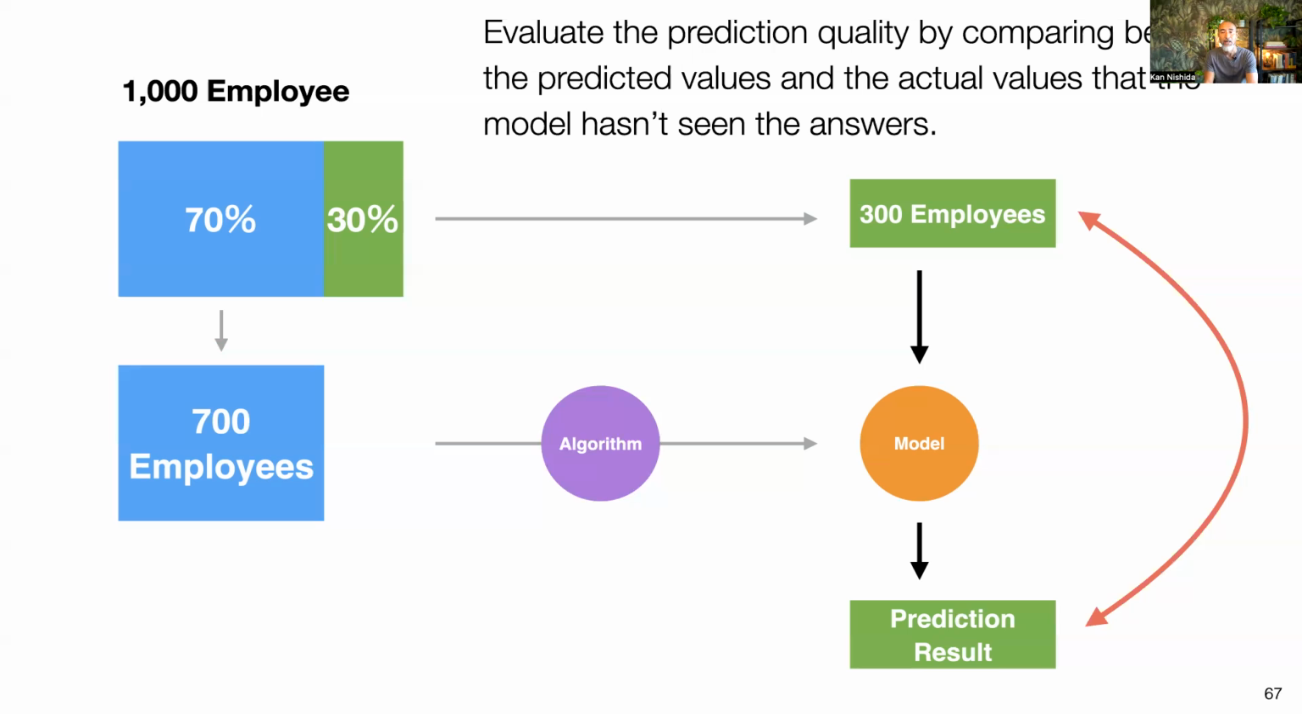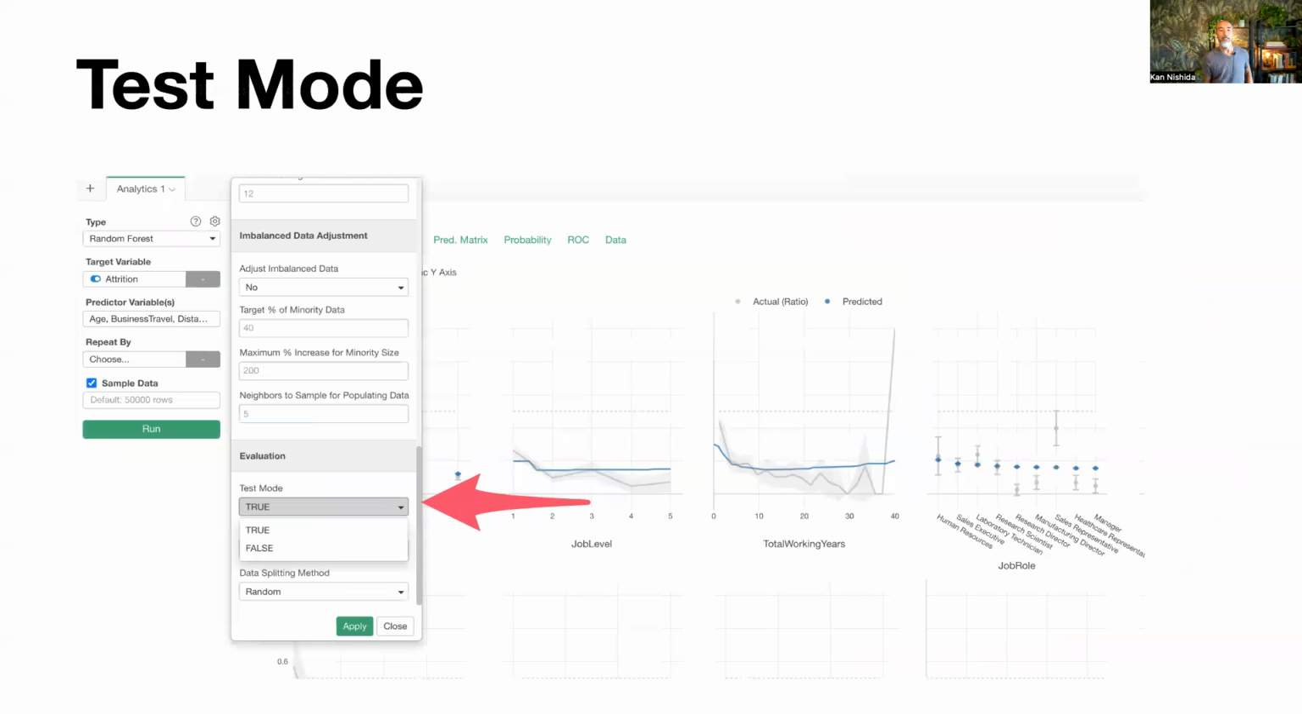Okay, to do this in Exploratory, you can use something called test mode. The default is false, and when you switch it to true, exactly the same thing I have just shown in the slides is about to happen. So let's see how that works.